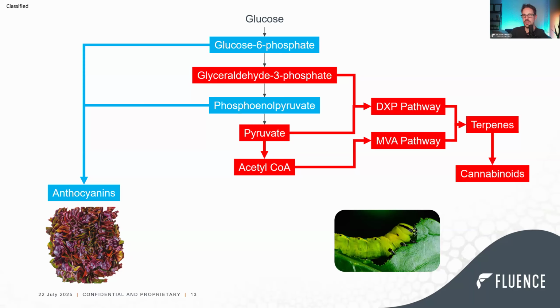So glucose 6-phosphate and phosphoenolpyruvate are consumed through the shikimate pathway to the left. And that's the pathway that I said goes on to produce flavonoids and anthocyanins, right? So as pictured here, that nice purple that you see in certain lettuces. On the other hand, you have things like glyceraldehyde 3-phosphate and pyruvate and acetyl-CoA that go off to the right through the DXP pathway, which occurs in the plastids, and the MVA or mevalonate pathway that occurs in the cytosol. And these things ultimately are what produce your cannabinoids and terpenes.